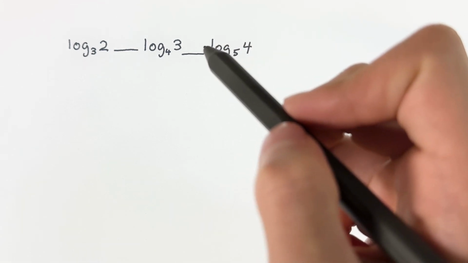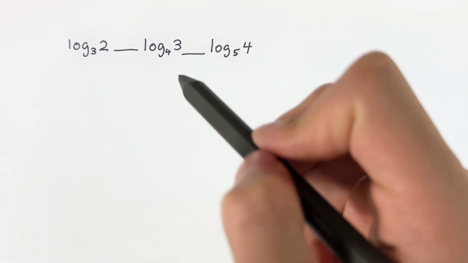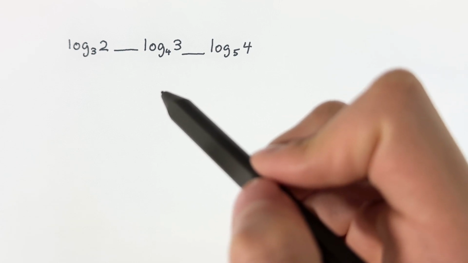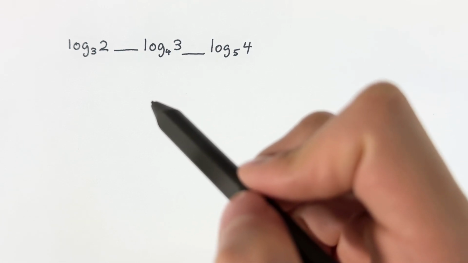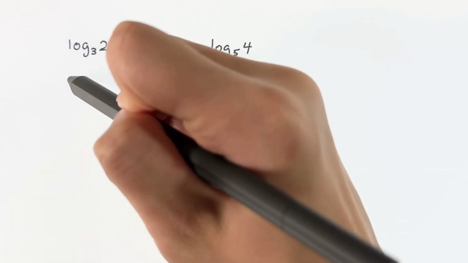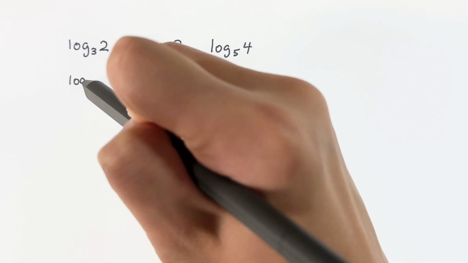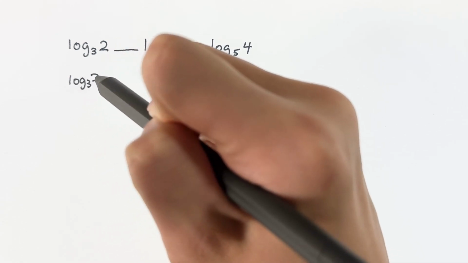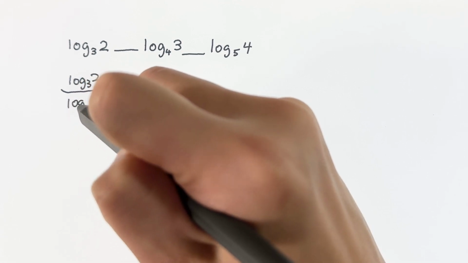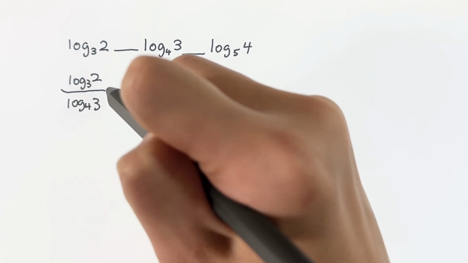To compare them, we can take their quotient and compare it with 1. If the quotient is larger than 1, then the numerator is larger than the denominator. If it's smaller than 1, the numerator is less than the denominator. So log base 3 of 2 over log base 4 of 3.